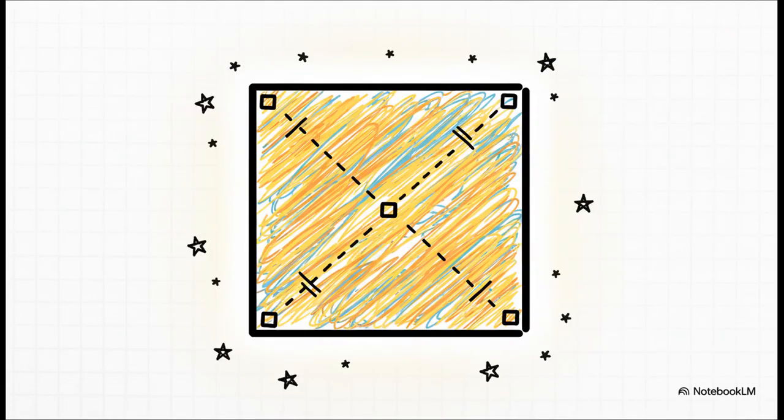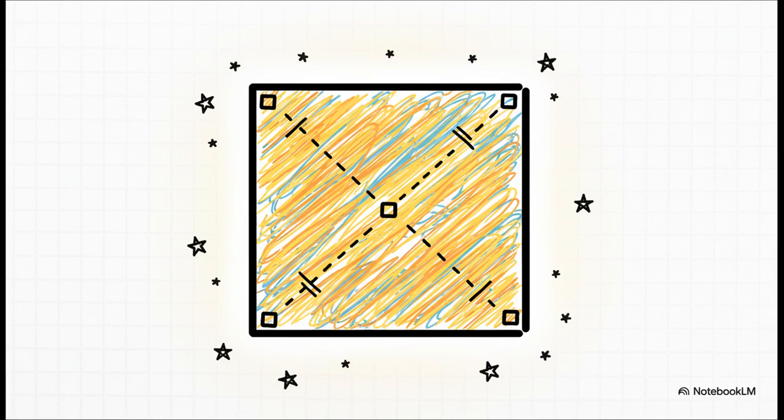And because it's so perfect, the square has some extra special talents. It gets all the powers of a parallelogram, a rectangle, and a rhombus all rolled into one. I mean, its diagonals don't just cut each other in half. They're also the exact same length, and they cross at a perfect 90-degree angle.